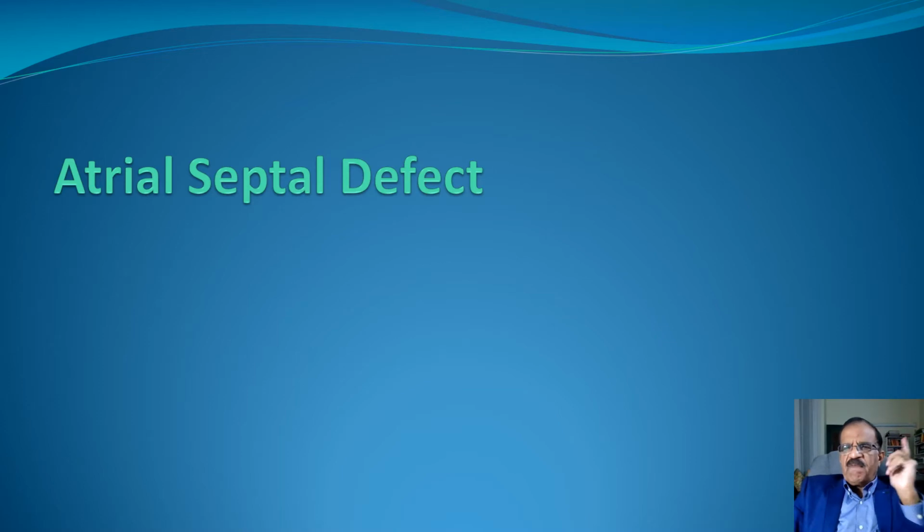Now, atrial septal defect, the name is self-explanatory. Normally the foramen ovale, which is present in the fetus to allow fetal circulation going from the right to the left, which is required in that situation, closes at the time of birth. Sometimes that might not close, or there is some additional defect close to the normal foramen ovale. So that condition would be called atrial septal defect. That means defect in the atrial septum.